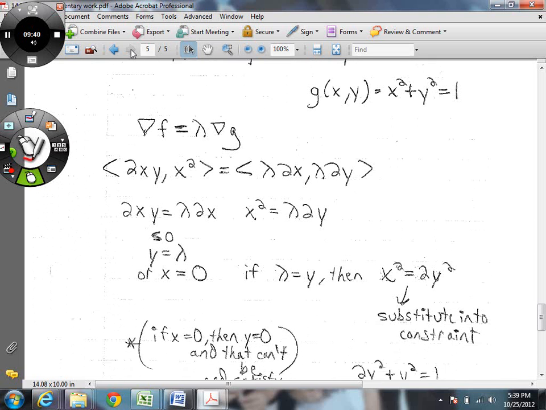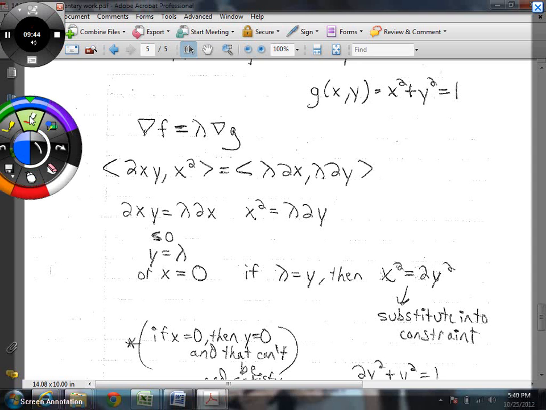So when you set them equal to each other, we get this. And logic would say, when you look at the left and the right side, that only a couple of things can happen. It looks like the y has to equal lambda for the left side to equal the right side. It's the only thing that's even different. So lambda equals y, then I can plug it into the other equation. So that means that x squared equals 2y squared.